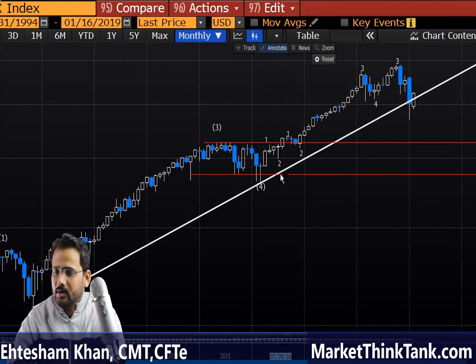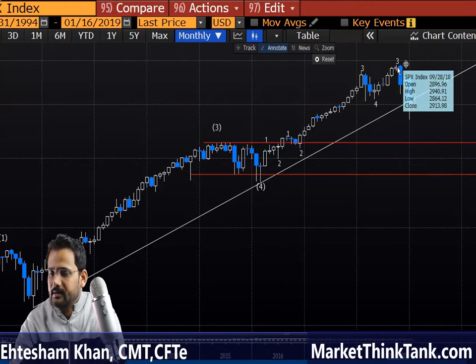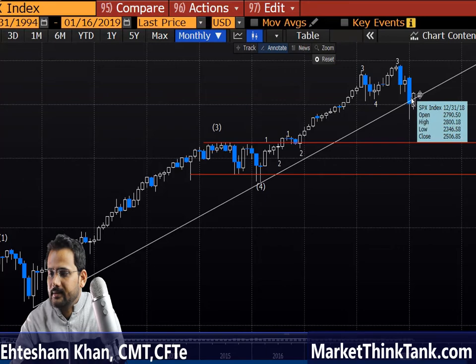this is a long-term support. If you consider this long-term support line starting back from the 2011 low, which is around 1074 levels, and connect this 2016 low of 1810, we got a breakdown here initially, and we witnessed a massive correction afterward. Later on there was a pullback and the index came above the support line.